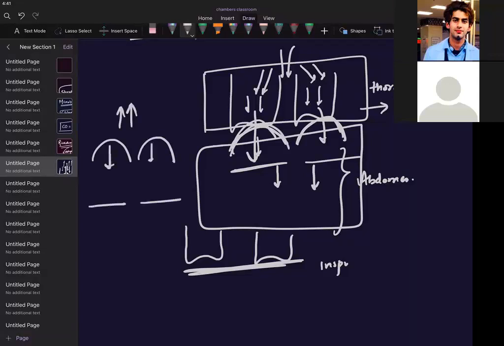So your intra-abdominal pressure will increase, and then you can compare the two pressures: intra-abdominal pressure and intrathoracic pressure. If you are increasing one pressure, the other will go down. It's simple. I hope you understood this.